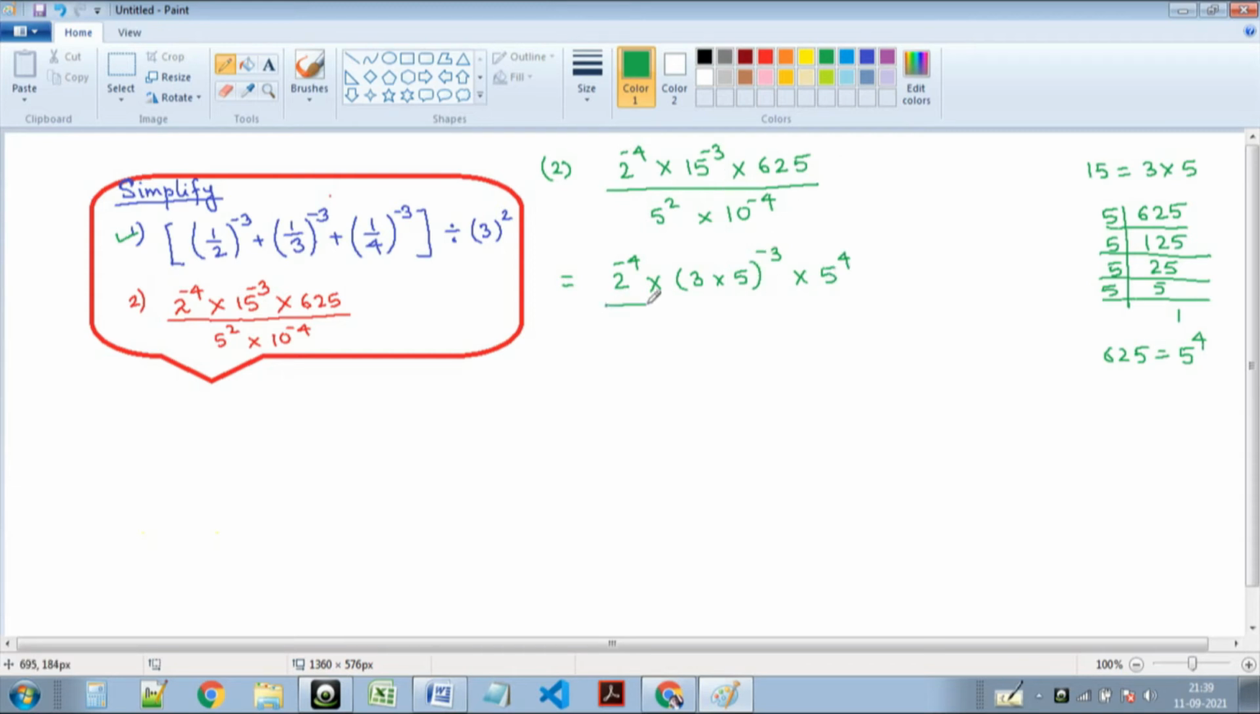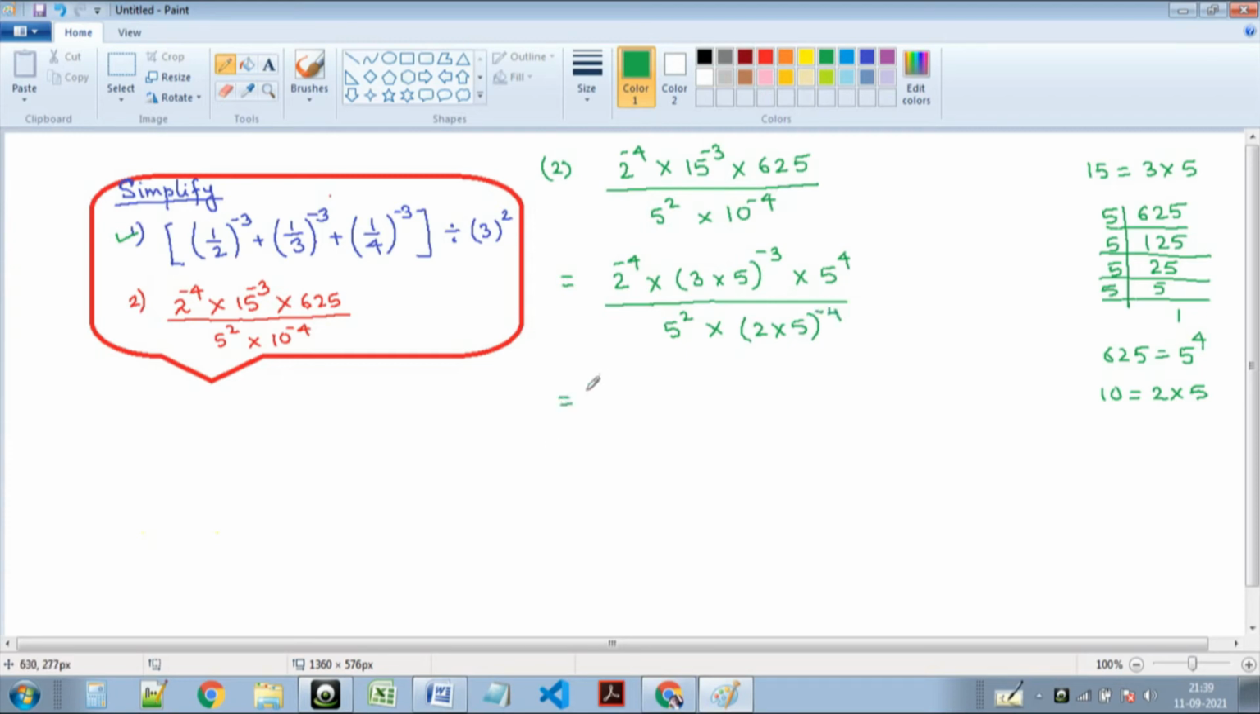Now let's turn to resolve the denominator. 5 cannot be further factorized, so I can write 5 square as it is, cross. Now 10 can be factorized as 10 equals 2 into 5. So instead of this 10, I am going to write 2 cross 5, and its power is minus 4. So the power will be minus 4 here.